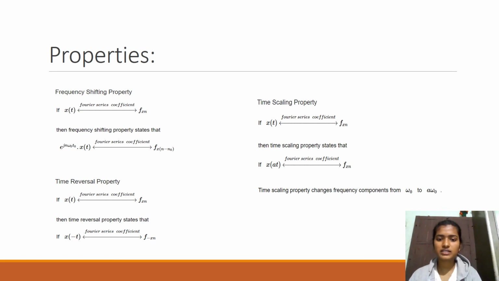Another property is the time scaling property. Here we simply scale the time, multiplying it by some constant. First we had taken the function x(t), which has Fourier series coefficient fxn. Now we take the function x of a t. The time scaling property states that the coefficient will remain the same, but the frequency component changes from omega naught to a omega naught.